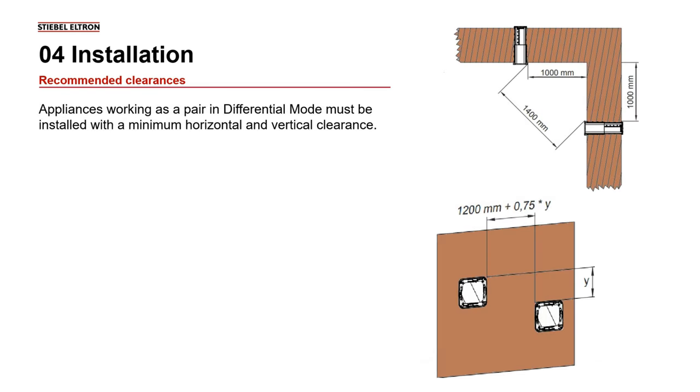If you have installed two VLR 70L Trend EU fan units in the same room, you must ensure there is a minimum clearance between each fan unit. This can be seen on the screen of our webinar. It is also found in the installation manual.